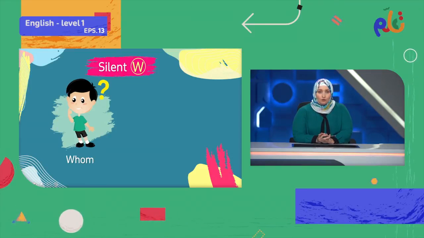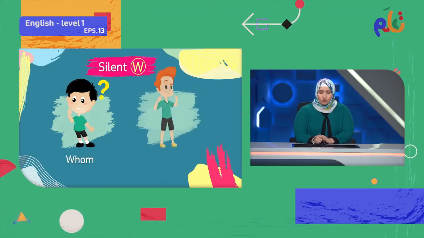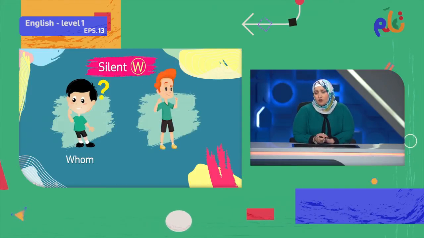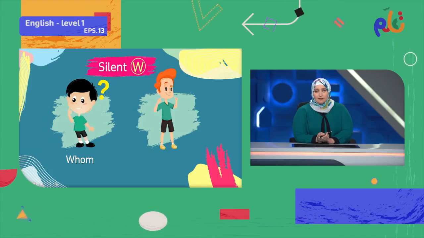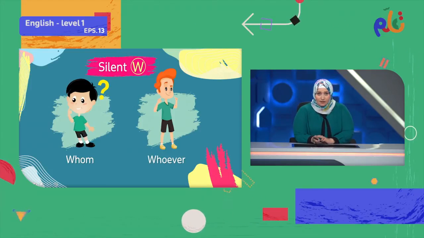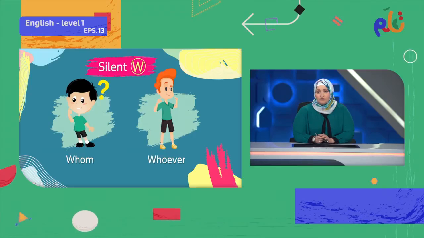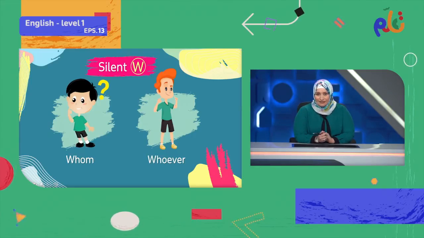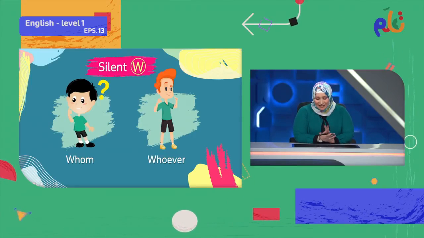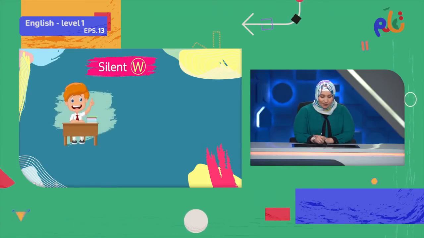Whom. ما قلتش الساون بتاعت ال W. Whom. I don't know whom is calling me right now. Who's speaking? I don't know. مين اللي بيكلمنا دلوقتي؟ مش عارفين مين. Whoever. Whoever is brave enough will come and try to beat me. Whoever. مين أشجع واحد؟ Who's brave enough? Whoever.